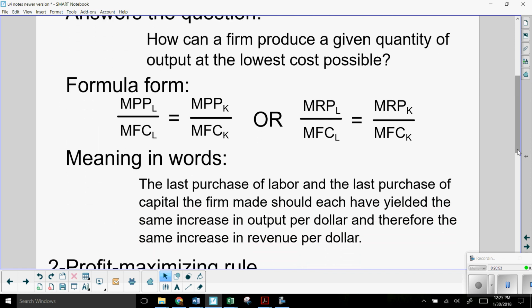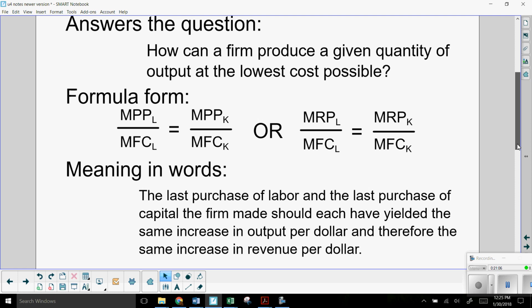So in words, there it is: the last purchase of labor and the last purchase of capital the firm made should each have yielded the same increase in output per dollar and therefore the same increase in revenue per dollar. And this is just that bang per buck theorem. If you're going to spend dollars at the market, you want your dollars to give you as many utils as possible.